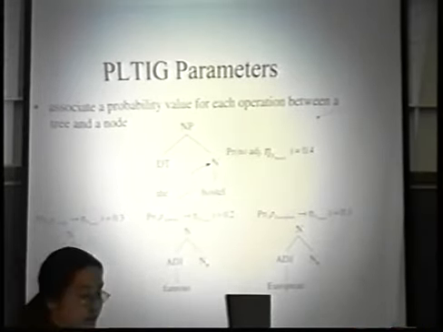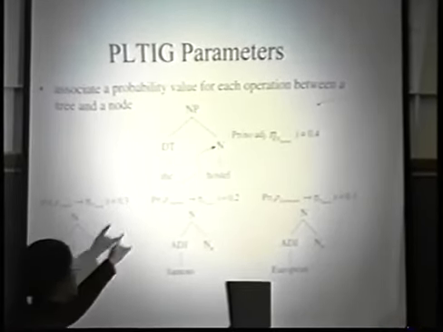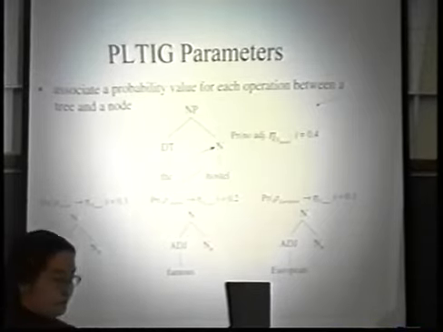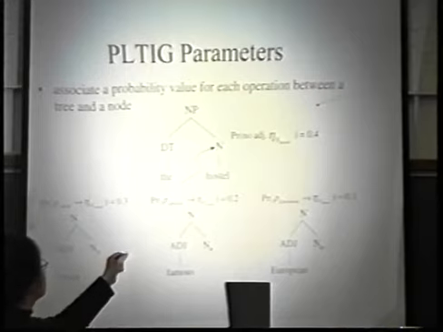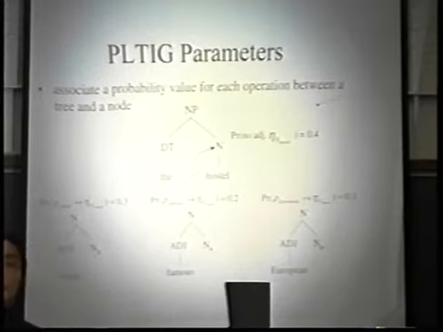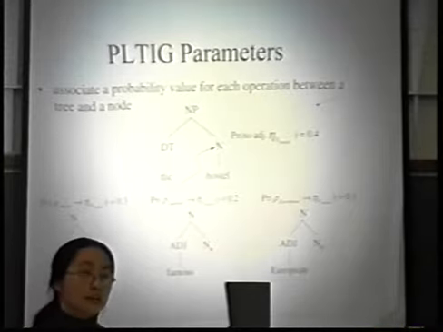So finally, to make this a probabilistic grammar, we associate a probability for each possible operation on a node and a set of trees that could adjoin into it or substitute into it. So in this example, we have a right adjunction with a set of 3 trees and also the possibility of no adjunction. And that defines the distribution of what's possible at that node.